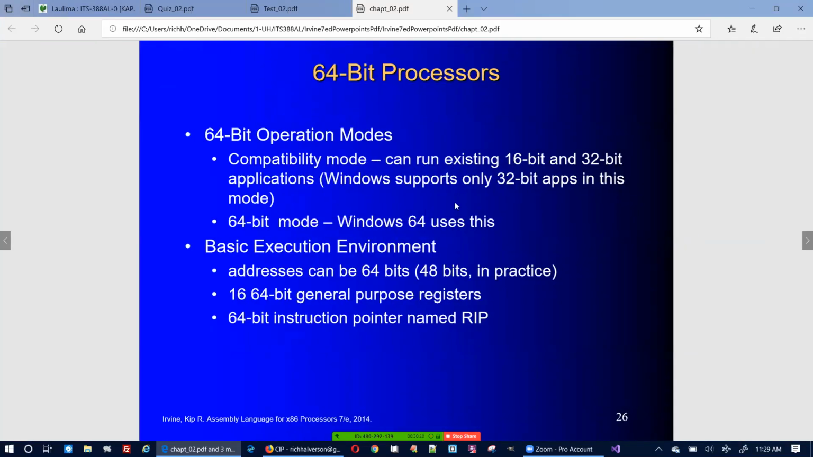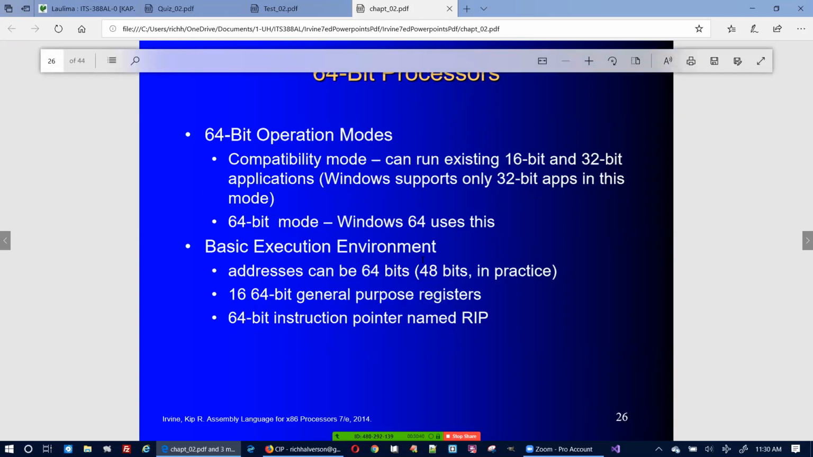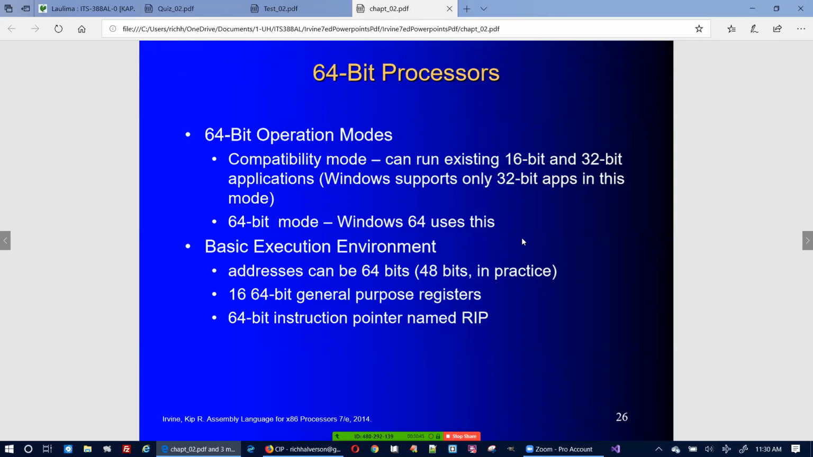64-bit processors, that's supporting even higher accuracy. Addresses, compatibility mode, you can run existing 16 or 32-bit applications. The addresses, there's a 64-bit address space, but we aren't there yet, so only 48 bits are used so far in practice, but just give it a couple more years and we're going to have, fortunately, another 16 bits there to address even more space.